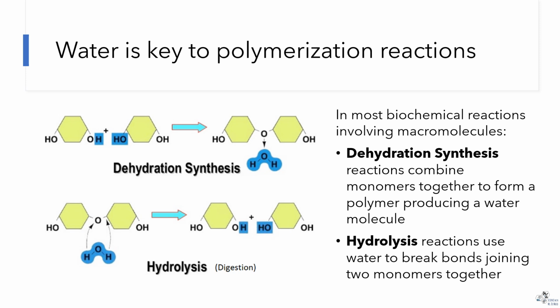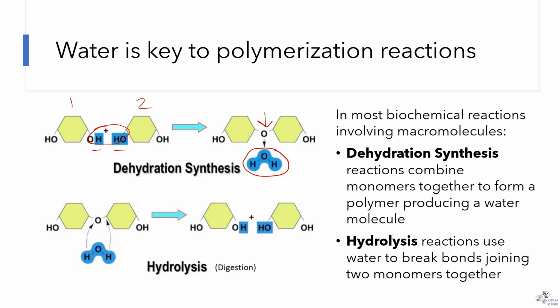So we can see that in this first graphic up at the top. These two separate chemicals have hydrogen and a hydroxyl group in their chemical structure, so we can form a bond between them that you can see right here if we remove that hydrogen and hydroxyl group and form a water molecule. So this is forming a polymer, forming a bond between two monomers by removing a water molecule.